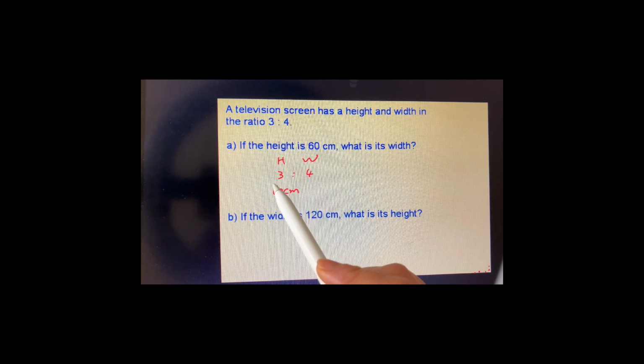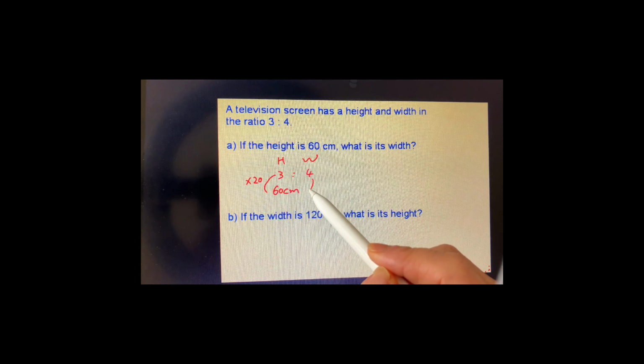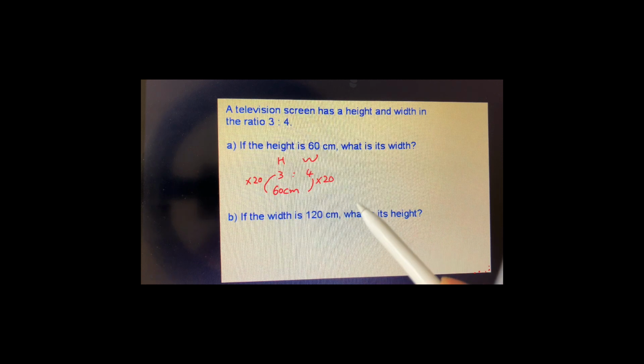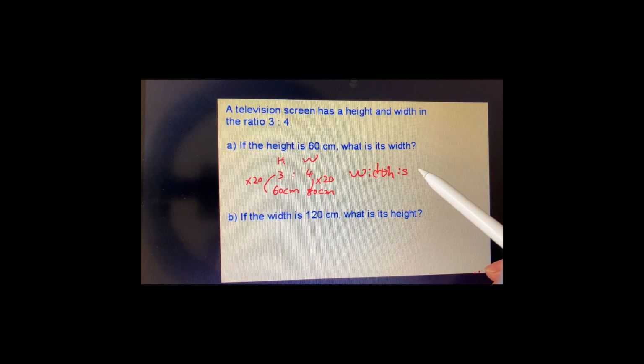To get 3 to 60, I multiply by 20. This side is the same. Multiply 20. So the width got 80 centimeters. So the width is 80 centimeters.